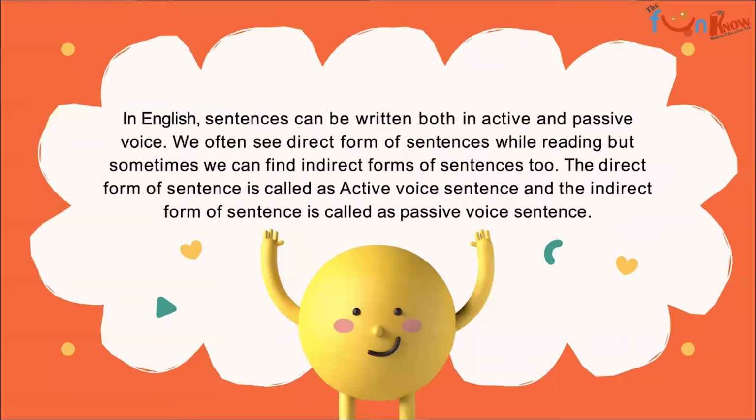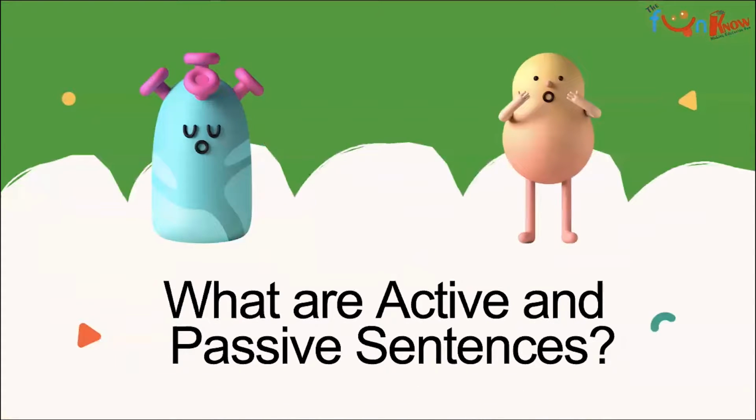Now, in English language, sentences can be written either in a direct form or indirect form. Direct form of sentences are called as active voice sentence, and indirect form is called as passive voice sentence. Let's see what are active and passive sentences in detail.